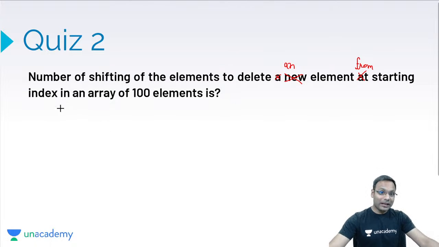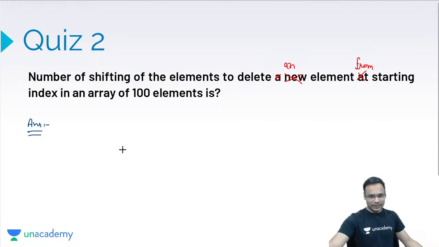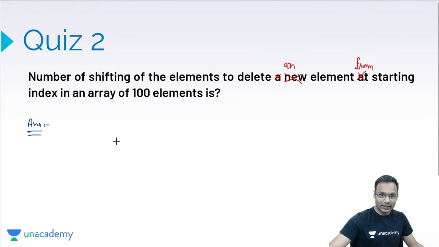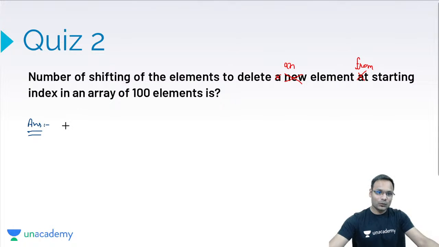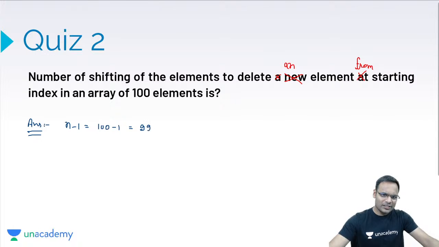So the number of elements to be shifted when the starting index element is to be deleted, the answer should be N minus 1. Wow, superb. With N as 100, the answer is 100 minus 1, 99. These were very easy questions.